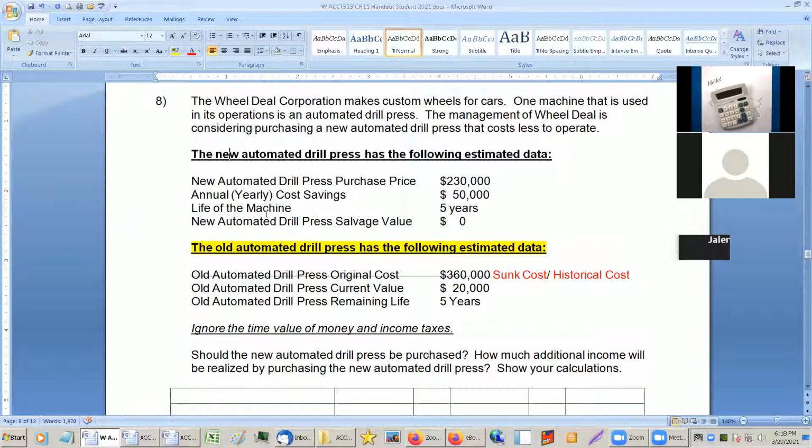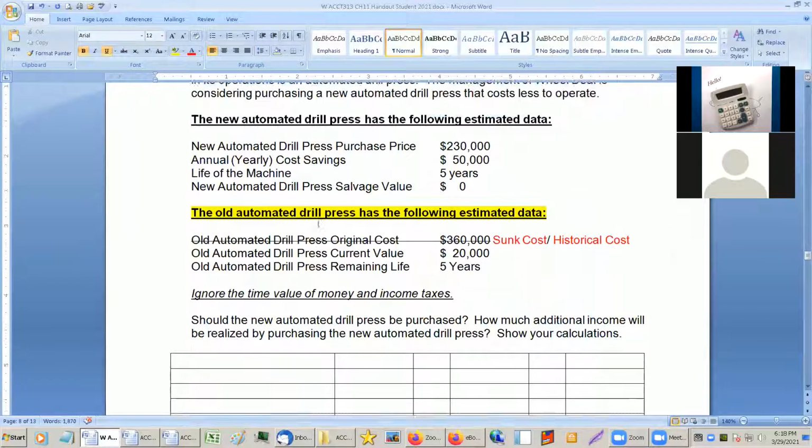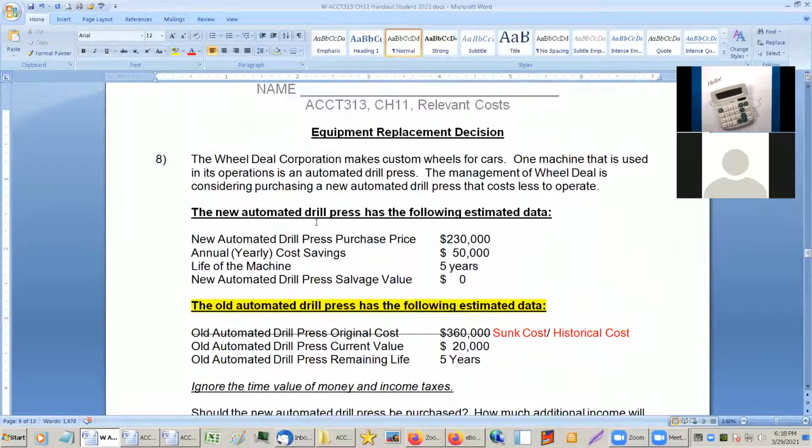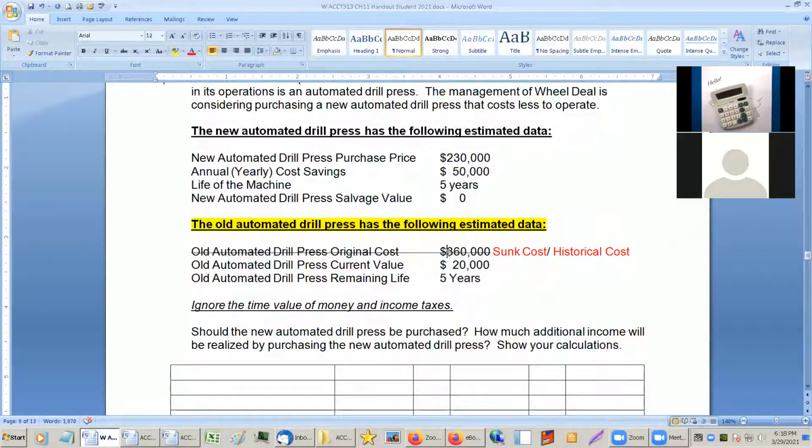So do we buy the new drill press or not buy the new drill press? Those are kind of the options. But either way, there's nothing we can do that will change that we paid $360,000 for this old drill press. Whether we get the new one or not, that cost is not going to change. So it will not differ between the alternatives. It's exactly the same.